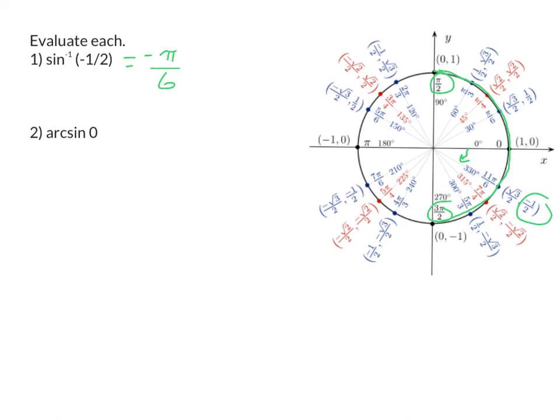Now if I did arc sine of 0, once again I'm looking for a y value of 0, and there it is. The input that would give me that is 0 degrees or 0 radians. So arc sine of 0 is 0, or the inverse sine of 0 is 0.